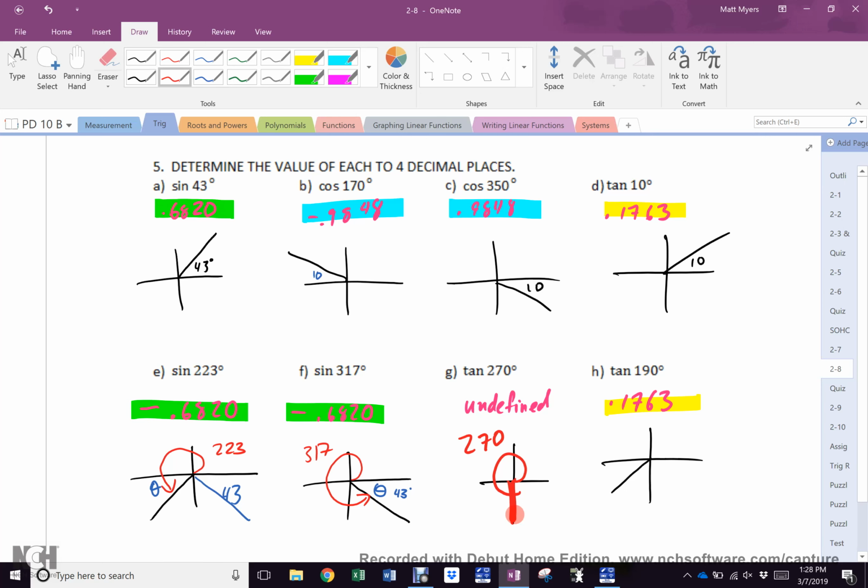Undefined, because it's infinity. And of course you know that 90 degrees can't possibly have a tangent because the opposite and the adjacent don't exist for the 90 degree.